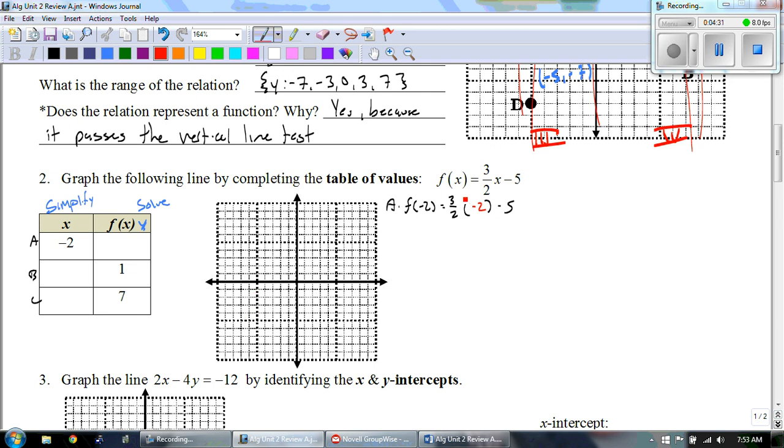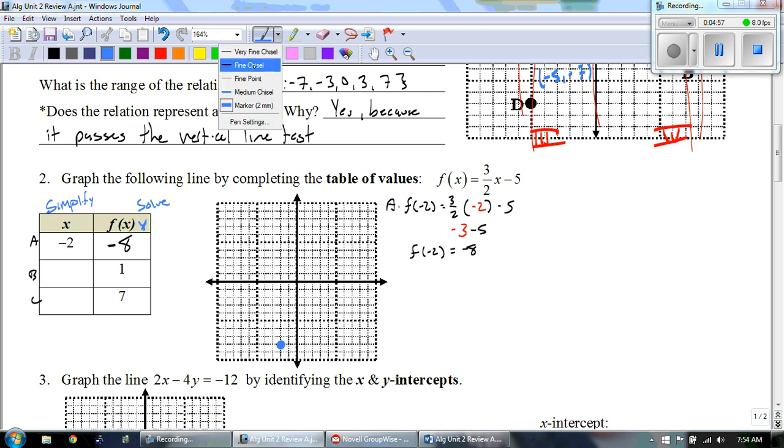Okay. 3 over 2 times -2 is -3. And then -3 minus 5 is -8. So f of -2 equals -8. So if you want to go ahead and put that point, -2, -8, there it is.